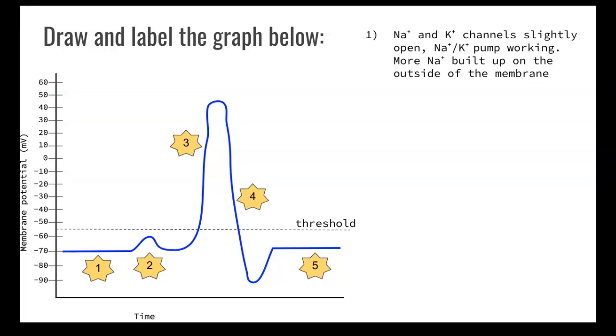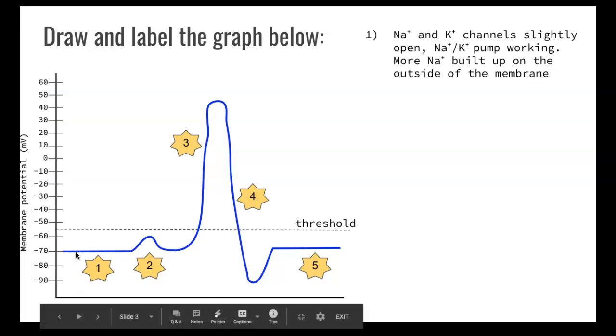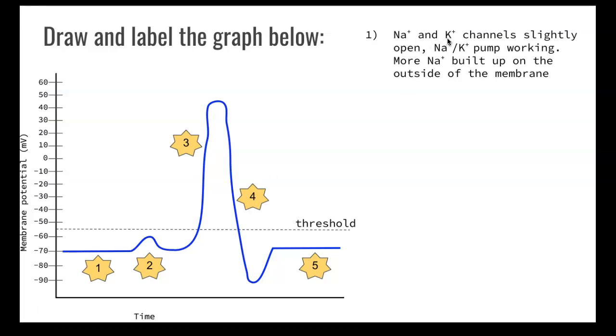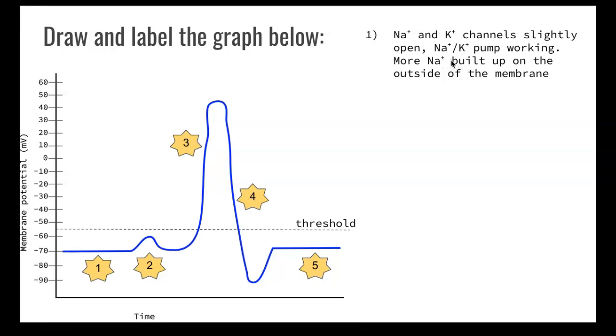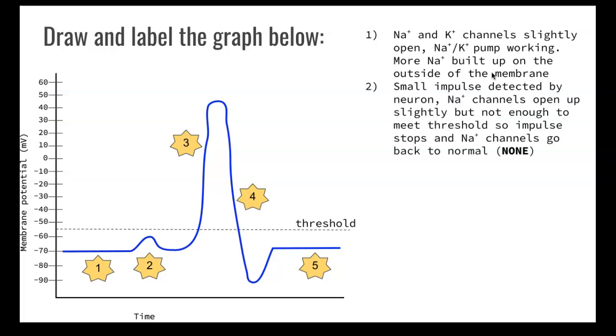So in the very first part of the graph, when we see it hovering around -70, this is when both of the sodium and potassium channels are just slightly open. The sodium potassium pump is constantly working. In this case, at -70, the reason that we maintain that -70 voltage is because we always have more sodium on the outside of the axon membrane. So this would be at rest.